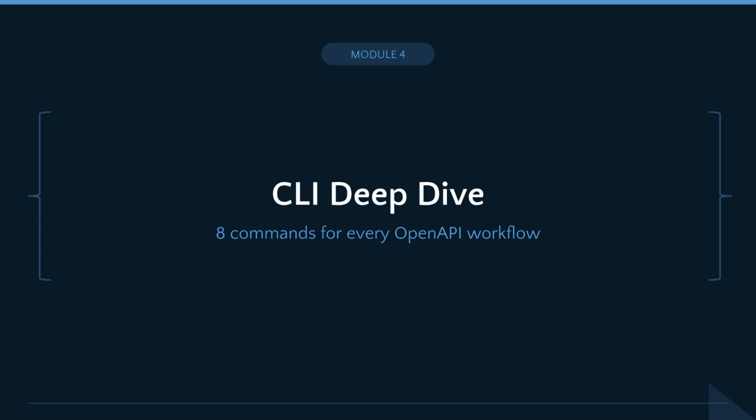Welcome to Module 4, CLI Deep Dive. Now that we understand the package ecosystem, let's deep dive into the CLI. The CLI is often the fastest way to get value from OAS tools. You can validate, fix, convert, and diff specs without writing any Go code. Every command follows consistent patterns, supports piping, and returns meaningful exit codes for CI/CD.